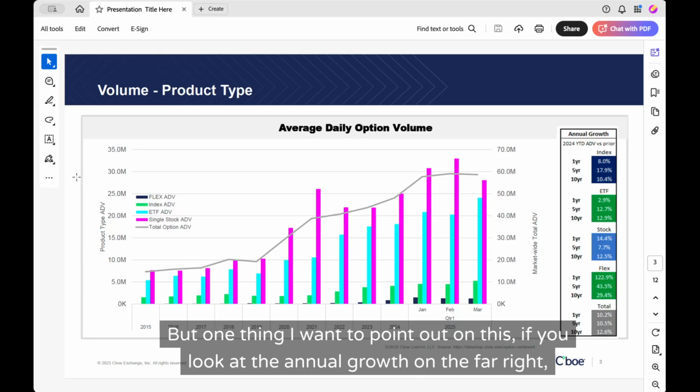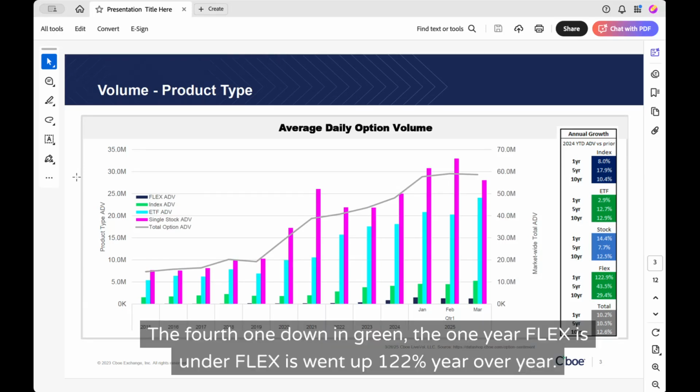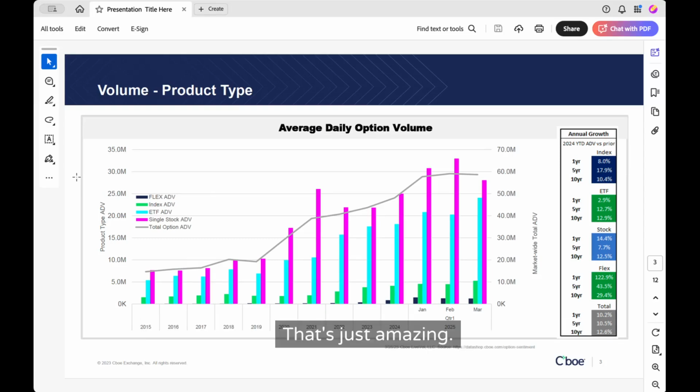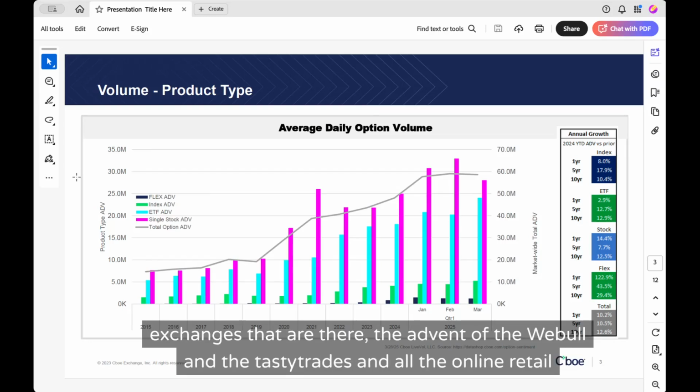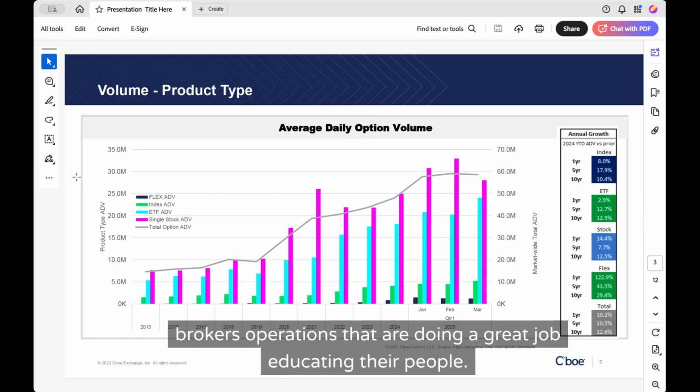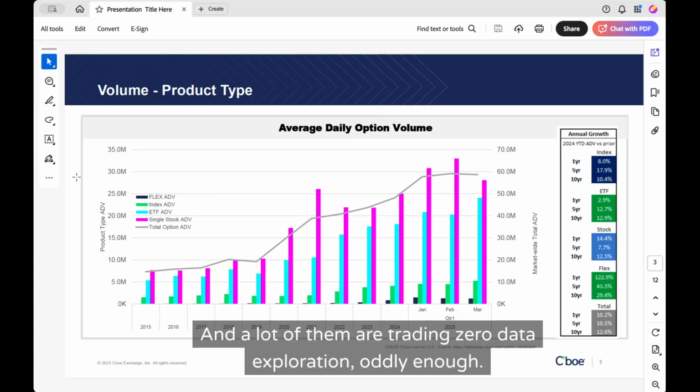But one thing I want to point out on this: if you look at the annual growth on the far right, the fourth one down in green, the 1 year flex went up 122% year over year. That's just amazing. It's the whole marketplace, not just flex, all the options exchanges, the advent of the Webulls and the Tastytrades and all the online retail brokers that are doing a great job educating their people. And a lot of them are trading 0 day to expiration.